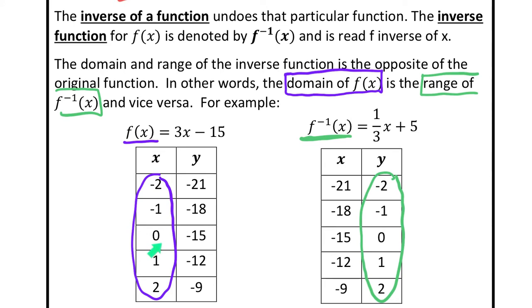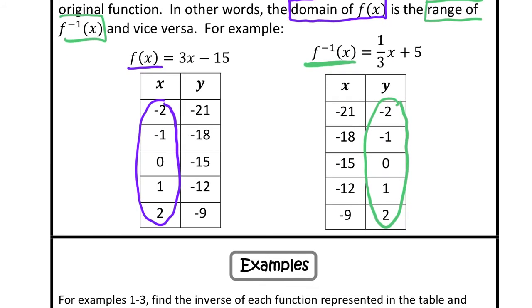So just looking at the tables, if these two functions, this function on the left and this function on the right, are inverses of each other, then the domain of the original function, f of x, is the range of the inverse function. The domain is the same as the range. And if we compare these two lists, they are the same. That's what this statement is saying when I break it down.